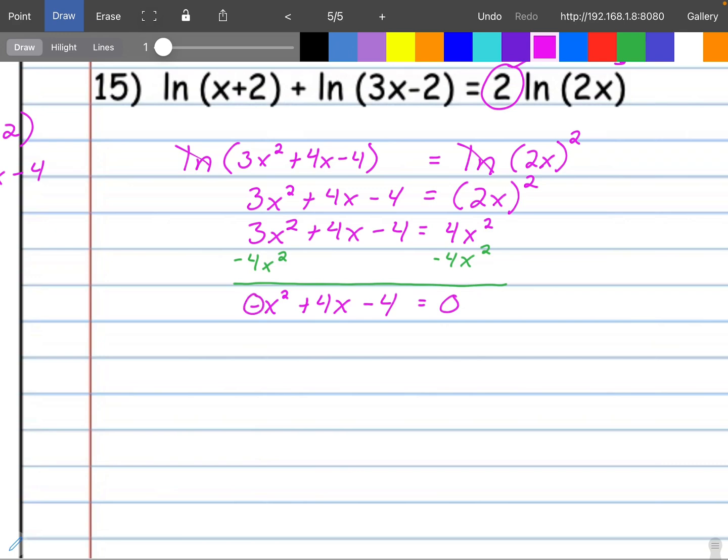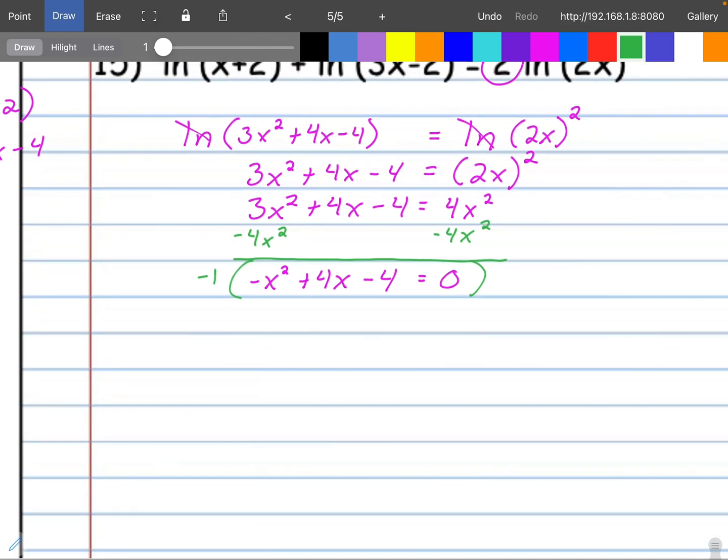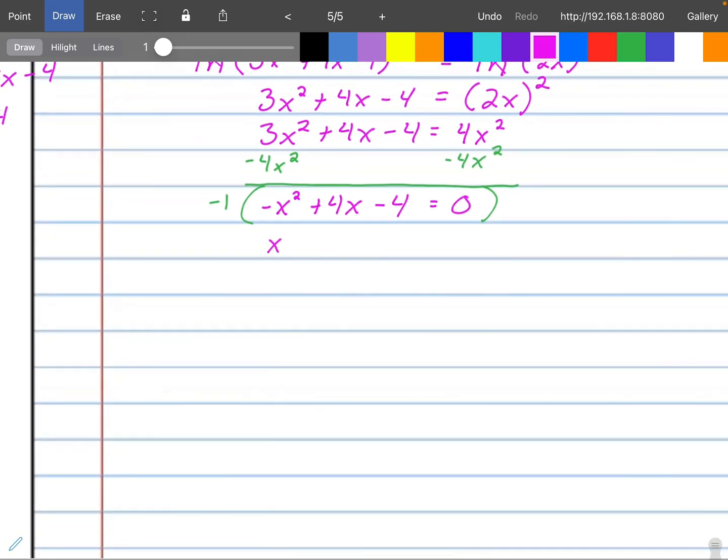In order to fix it so that we do not have a negative there, because factoring with a negative x squared is much more difficult, remember, with equations, I can do whatever I want as long as I do it on both sides. So if I multiply everything in the equation, including the 0, by -1, I'm going to have the same equation with opposite signs, but it's still an equivalent equation. So if I multiply everything by -1, I get a positive x squared minus 4x plus 4, but it still equals 0 because 0 times anything is 0.